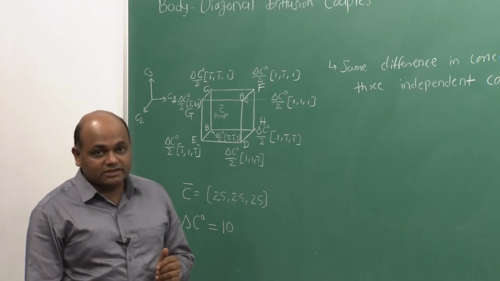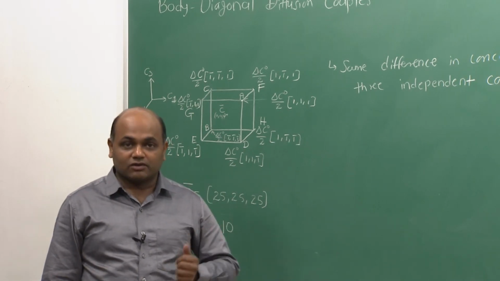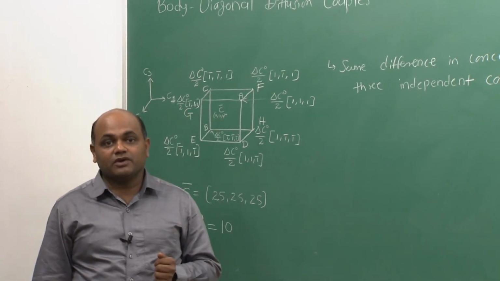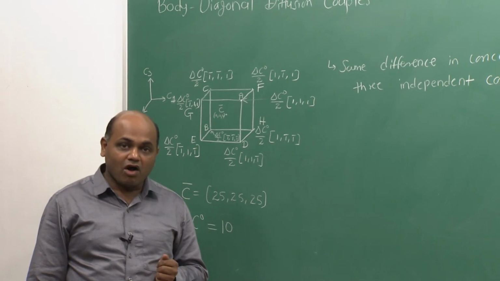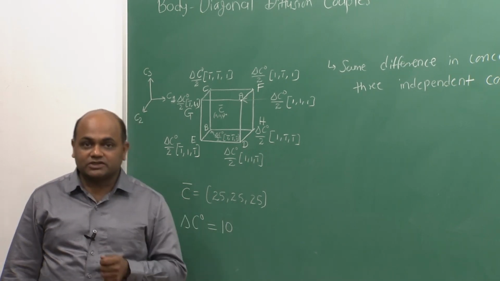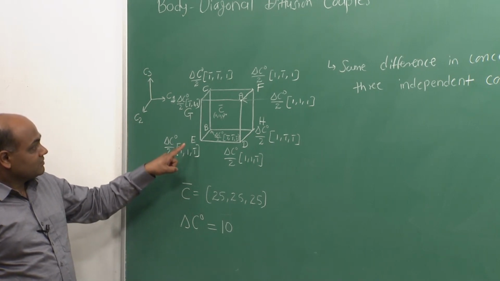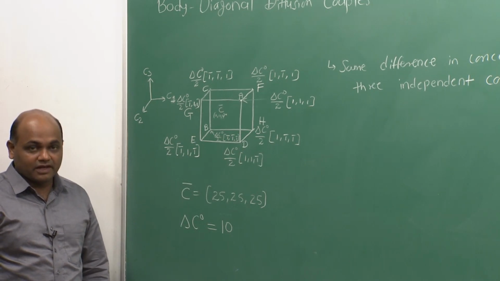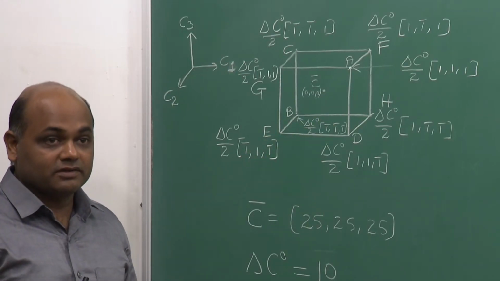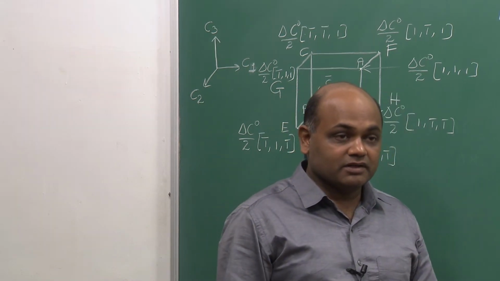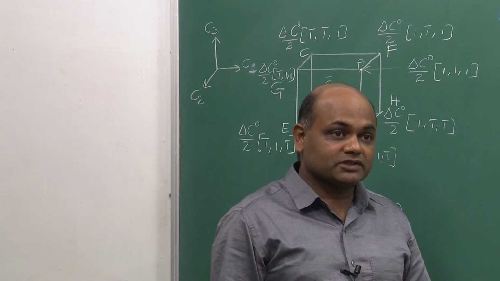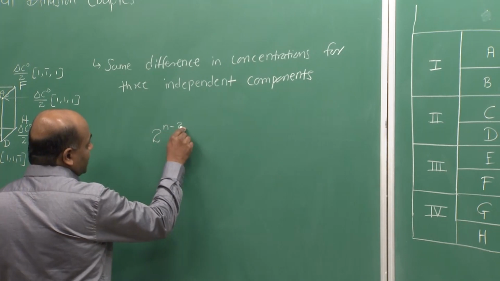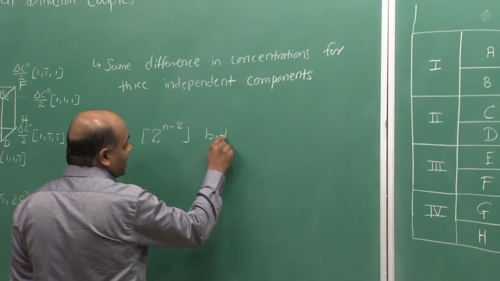This method we can extend even to quinary and higher order system. In principle, in higher order systems we need to imagine the hypercube formed in n-1 dimensional composition space. Like in quaternary, there was a 3-dimensional composition space, and we can get 4 body diagonal diffusion couples. In an n component system, we have n-1 dimensional composition space, and there would be 2 to power n-2 body diagonals possible.